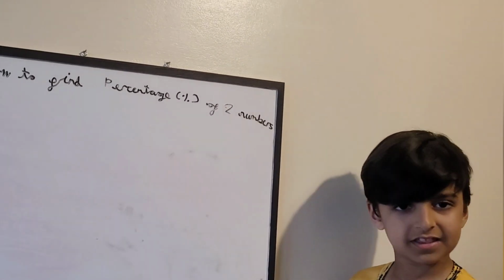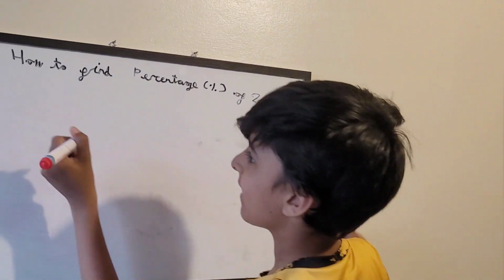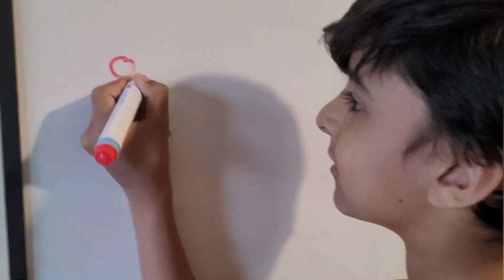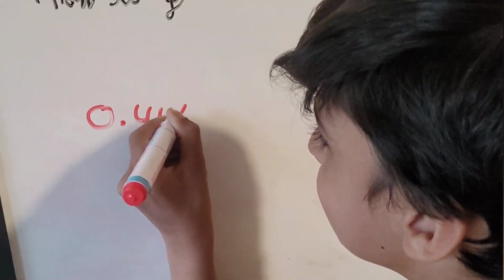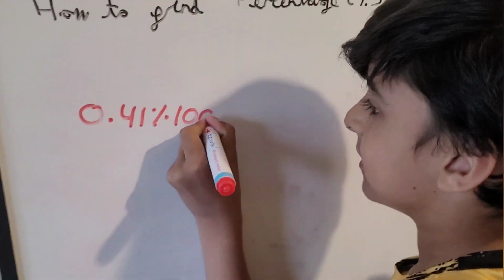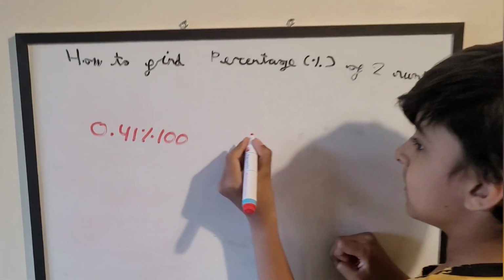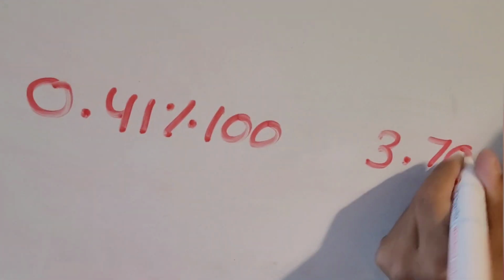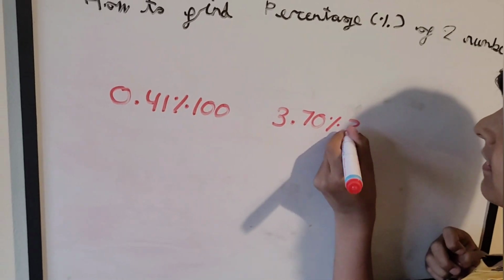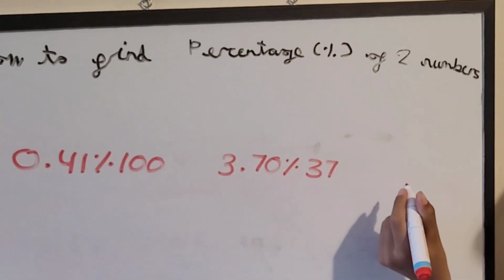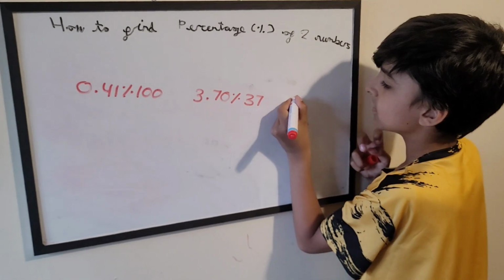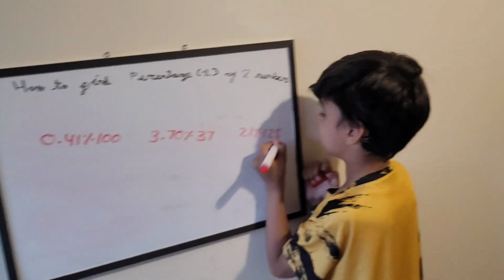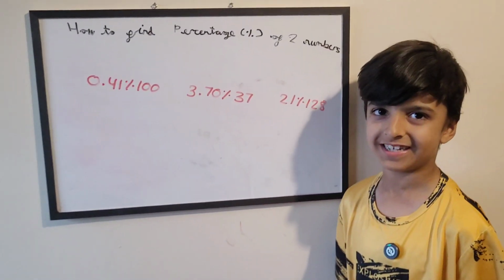Now, let's look at 3 more examples. I'll write them down here. One of them is going to be decimal, so you just need to be quick. 0.41 percentage 100. 3.70 percentage 37. This one is not going to be a decimal. It's 2 digits. 21 percentage 128. Now 0.41 percentage 100 is easy.